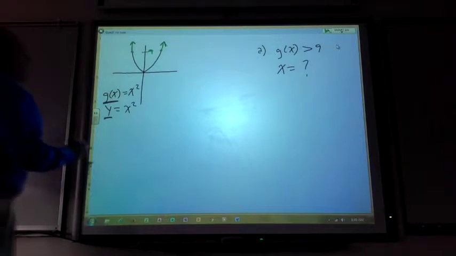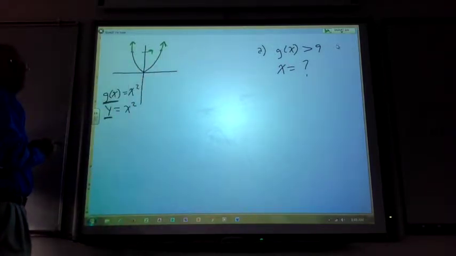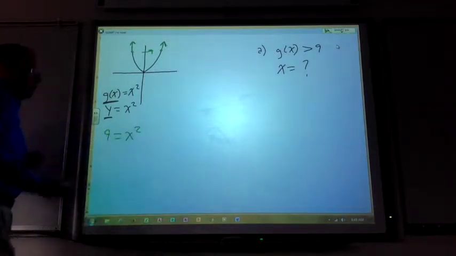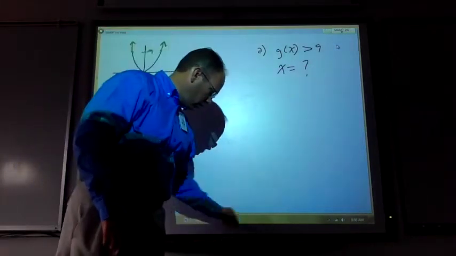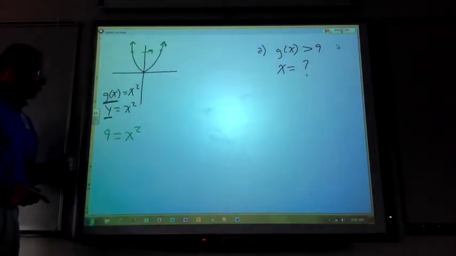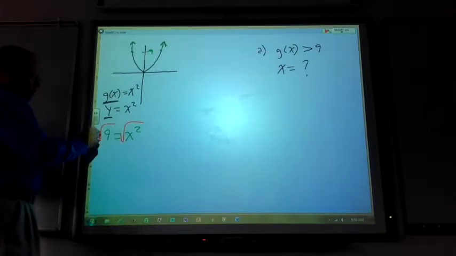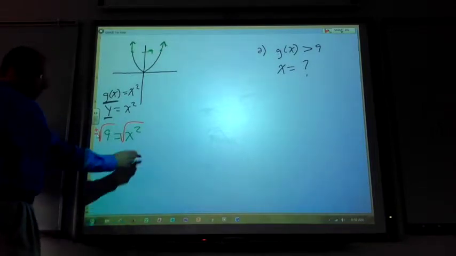So, where am I plugging that 9 in? g at x is the same thing as what? y. 9 is the same thing, so I'm going to go 9 is equal to x squared. Still with me? Yes. What did we learn in the last unit that we could do to both sides? Square root. If I do the principal square root, this is going to have both positive and negative components. Okay, so I get x is equal to plus or negative 3.